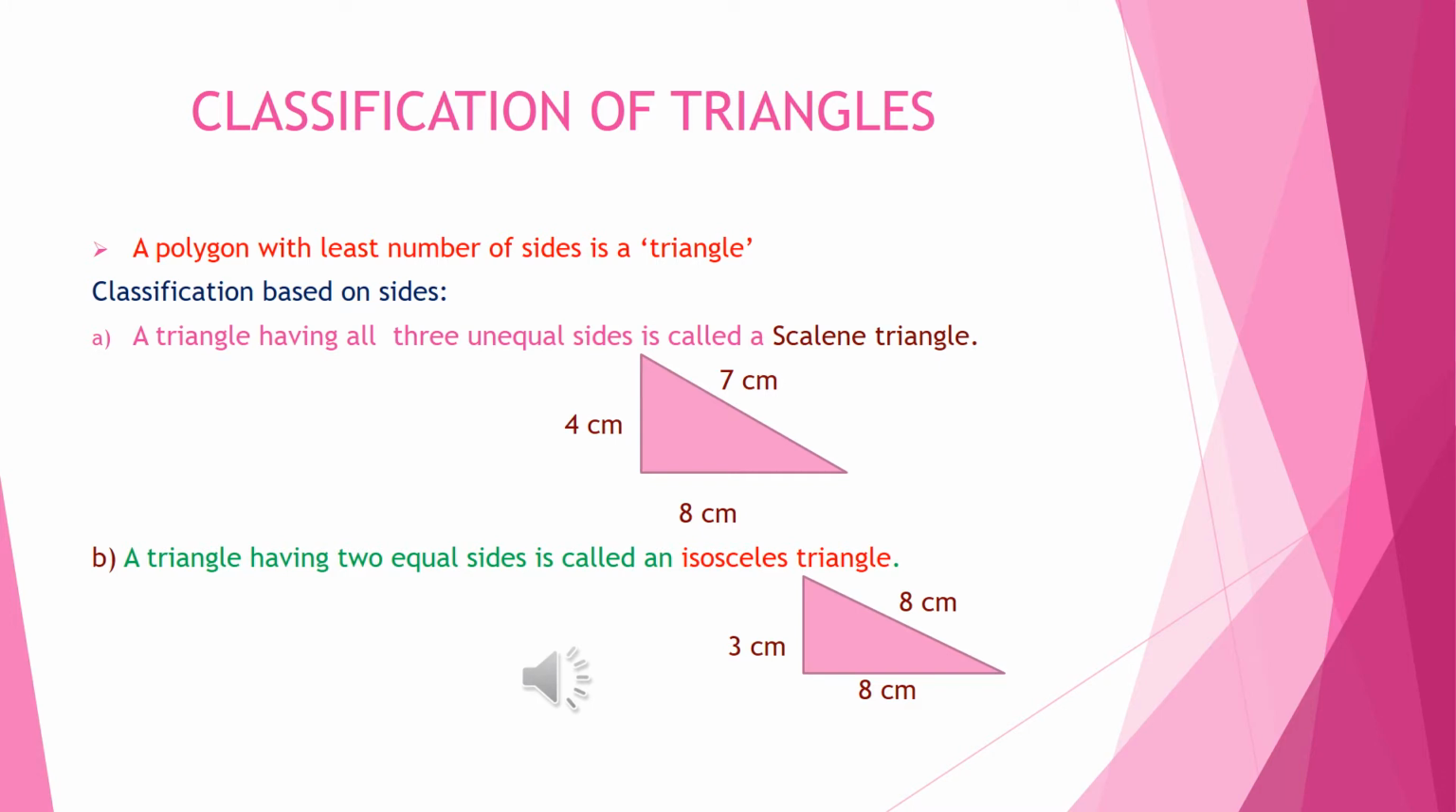Second one, a triangle having two equal sides is called an isosceles triangle. So a triangle whose any two sides are equal is called an isosceles triangle. In this example, this triangle has one side 3 centimeters and the other two sides 8 centimeters. Since this triangle has two equal sides, it is called an isosceles triangle. Hope you all understood what is a scalene triangle and what is an isosceles triangle.